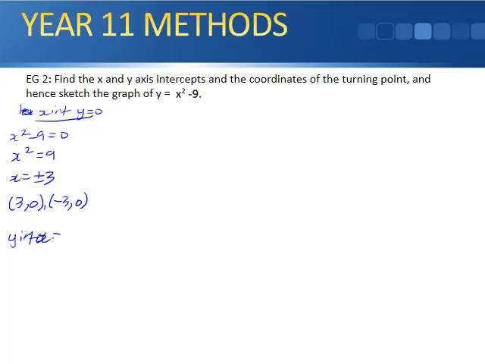Intercept, I put x equal to 0. So putting x equal to 0, I get y equals -9. So (0, -9) is my y-intercept. And now my turning point.